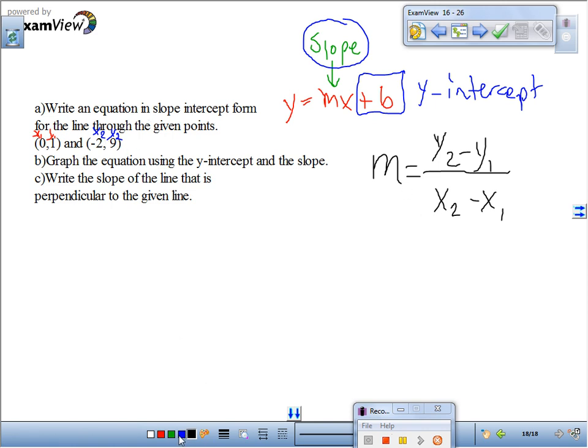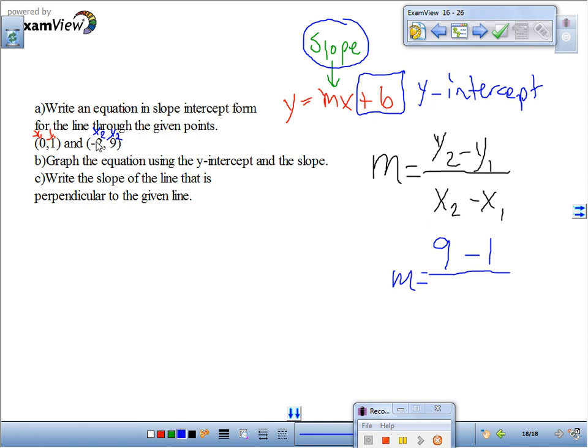So, let's substitute information. Let's see. What is y sub 2? 9. So we're going to write 9 minus what is y sub 1? 1. So you write that right there.